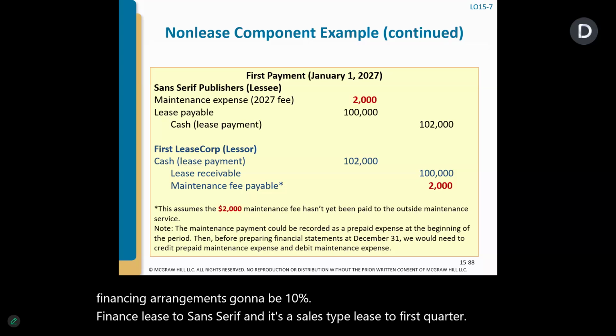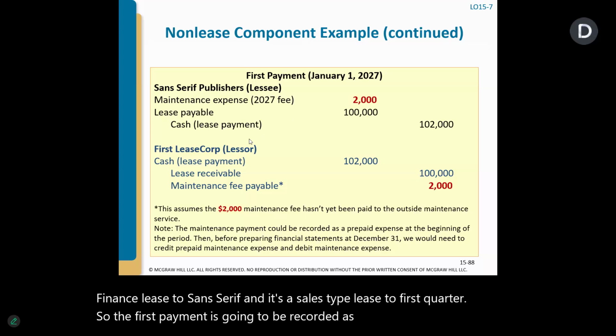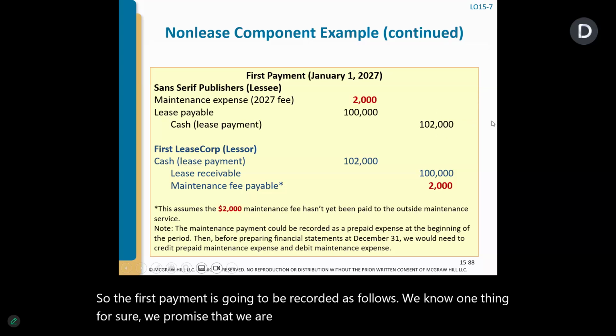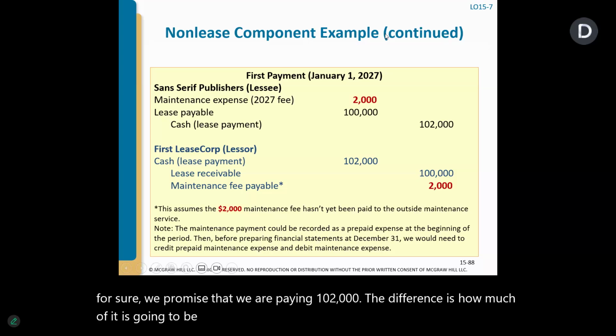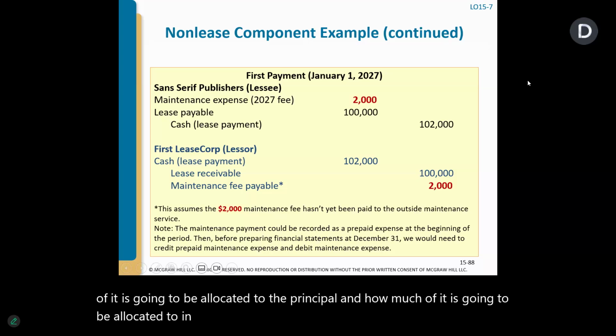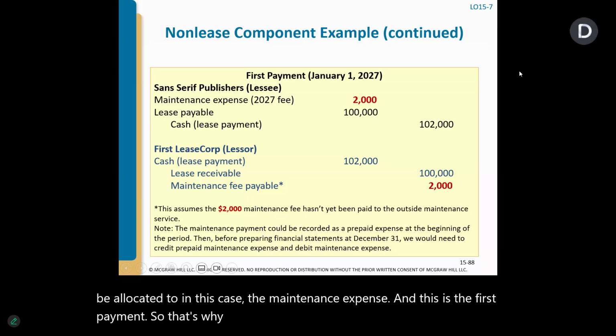So the first payment is going to be recorded as follows. Well, we know one thing for sure. We promised that we are paying $102,000. The difference is how much of it is going to be allocated to the principal and how much of it is going to be allocated to, in this case, the maintenance expense. And this is the first payment, so that's why we don't have interest expenses yet.